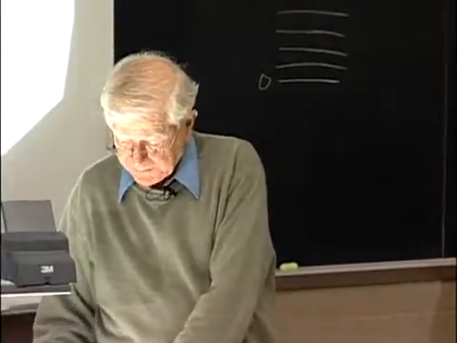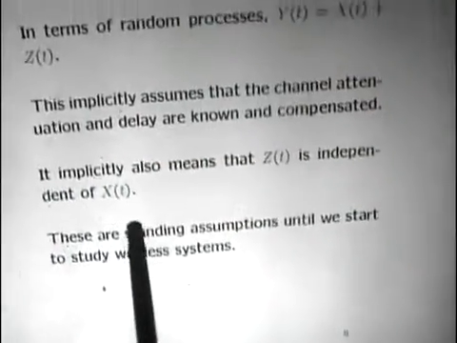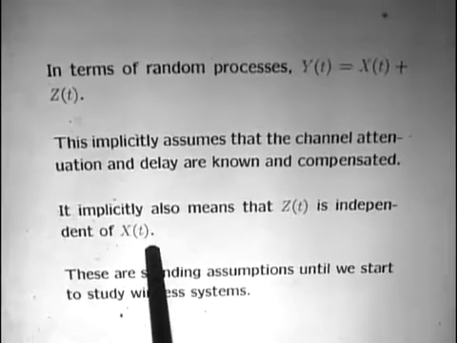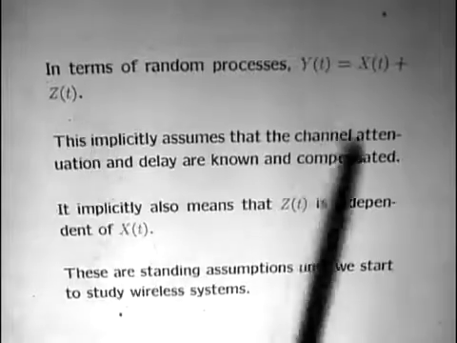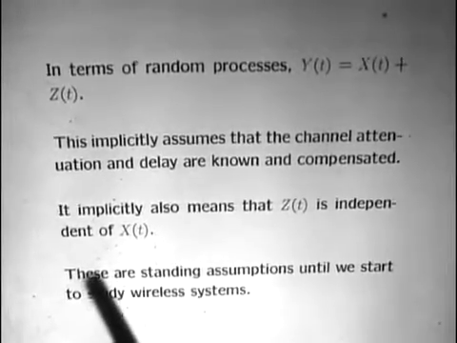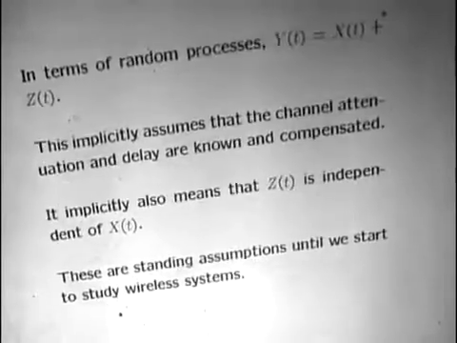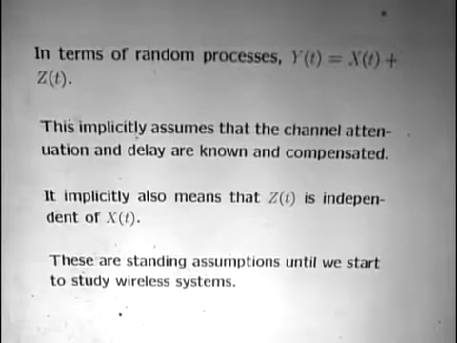Okay, we implicitly mean that z of t is independent of x of t, because otherwise it would be very misleading to define z of t as the difference between what you receive and what you transmit. So we're going to make that assumption explicit here. These are standing assumptions until we start to study wireless systems.